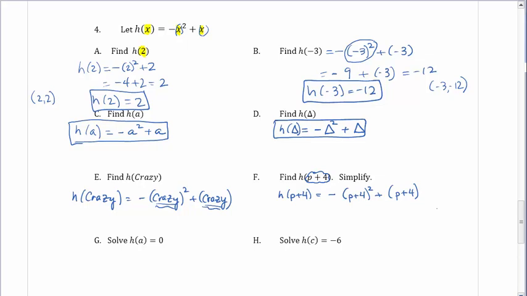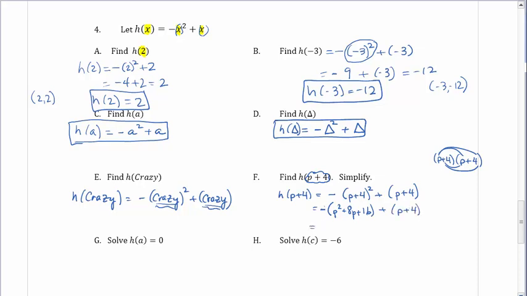So you want to remember, I'll put it over here on the side, that p plus 4 squared means p plus 4 times p plus 4. And you need to do FOIL on that. And when you do, you're going to get negative p squared plus 8p plus 16, and then I have plus p plus 4.